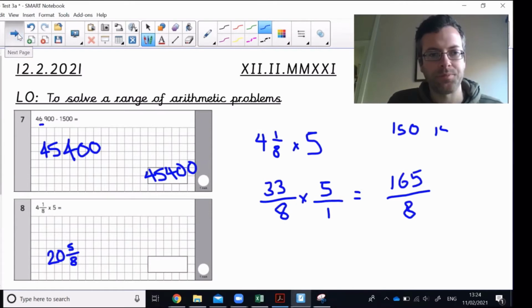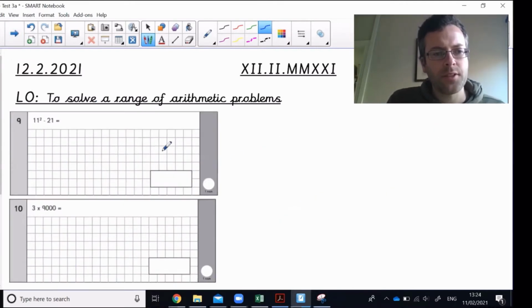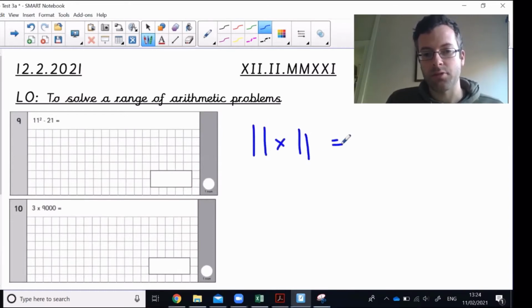So be careful. Next one, 11 squared take away 21. Well, I need to do the 11 squared, and 11 squared means 11 times 11. Well, 11 times 10 is 110 plus another 11 is 121. Take away the 21, it's going to leave me with 100.